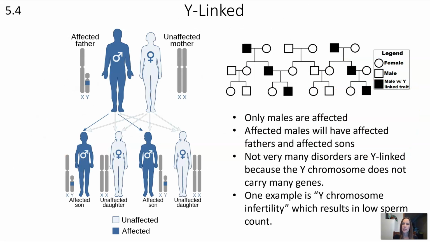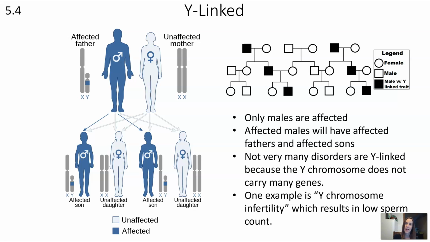Another type of inheritance pattern in humans is Y-linked. So these are cases of genes that are on the Y chromosome. These are usually pretty easy to pick out on pedigrees because only males will be affected. There's some other ways of figuring it out. Affected males will always have affected fathers and affected sons.